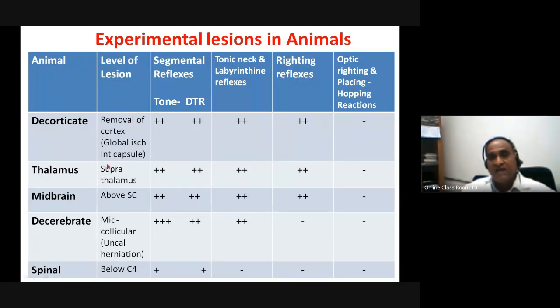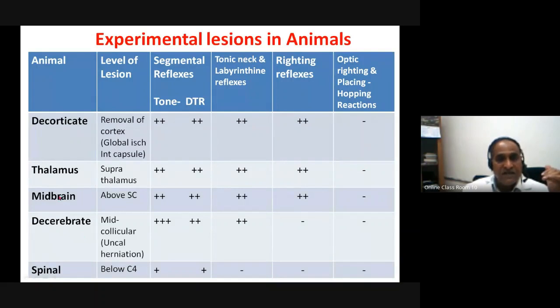I will describe them when I take up the sleep. But what happens in this thalamic animal, if the level is above the thalamus, only the cortex is removed. In this case, tone is exaggerated, the deep tendon reflexes are exaggerated, and you have the same thing with the tonic labyrinthine reflexes and neck reflexes, and the righting reflexes are exaggerated. Again, you see that the optic righting reflexes, placing and hopping reactions, the emotions, the conditioned reflexes, all are absent here.